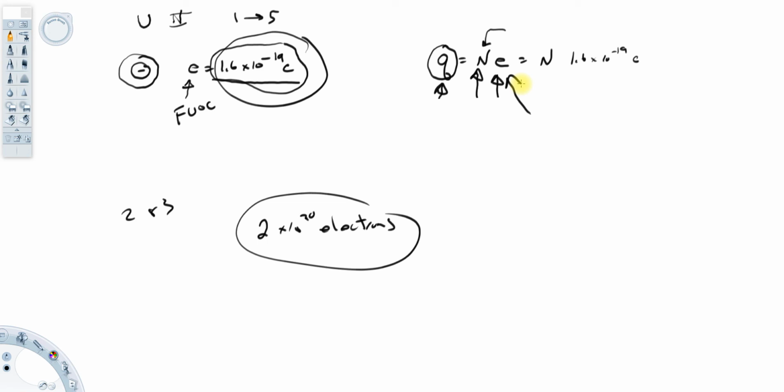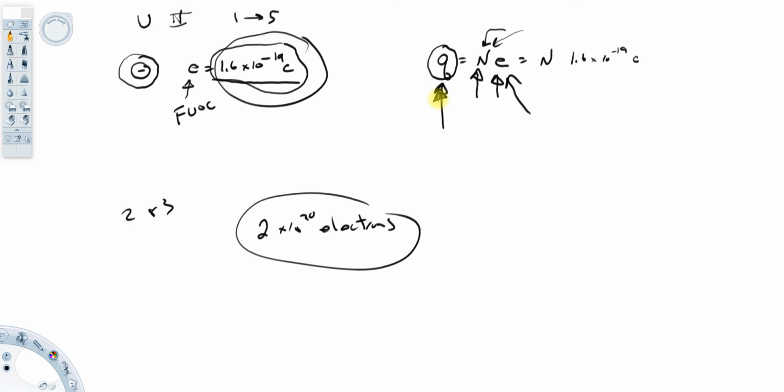Number 3 is virtually the same. Sorry, 3 is the same, and 4 and 5. These are all the same. And every one of these was given numbers. And then you take the number times the fundamental unit of charge to get the charge.